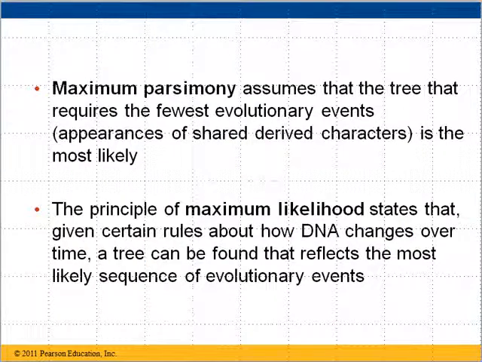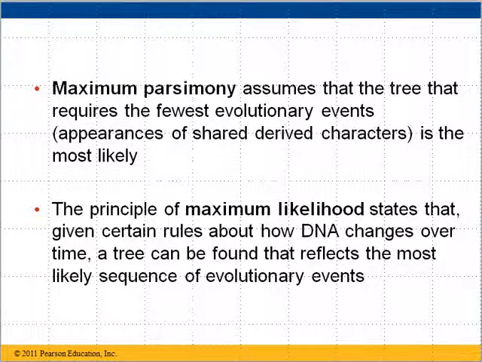The first term, maximum parsimony, assumes that the tree that requires the fewest evolutionary appearances of shared derived characters is the most likely. This kind of relates back to this idea of Occam's razor. We should first investigate the simplest explanation that is consistent with the facts, and this is known in science, and actually in more than just science, but throughout the world, as Occam's razor, named after William of Occam, a 14th century English philosopher who advocated this minimalist problem-solving approach, this way of shaving away unnecessary complications.